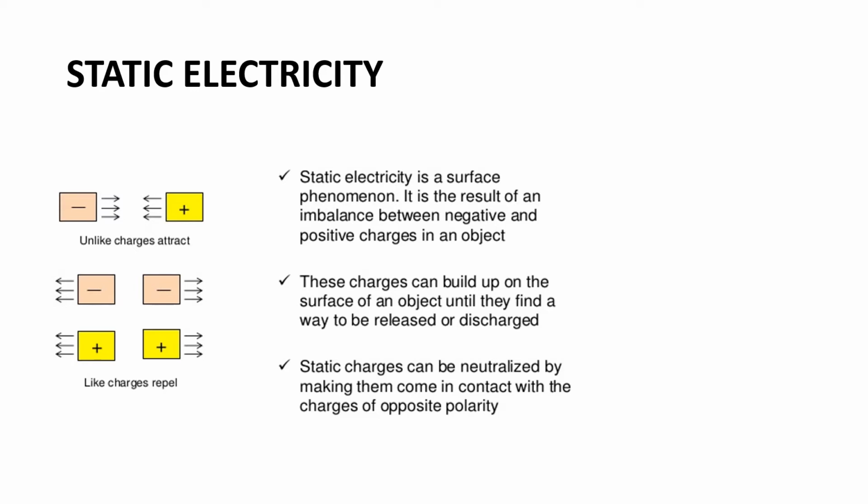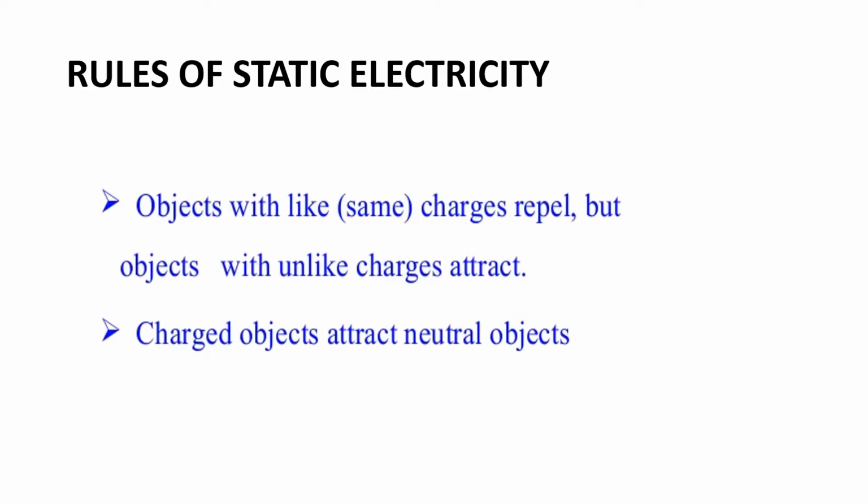Here you can see that static electricity follows some rules. Unlike charges attract, and like charges repel each other. Static charges can be neutralized by making them come in contact with charges of opposite polarity. Now, the rules of static electricity, as I told you: objects with like or same charges repel, but objects with unlike charges attract. Charged objects also attract neutral objects.